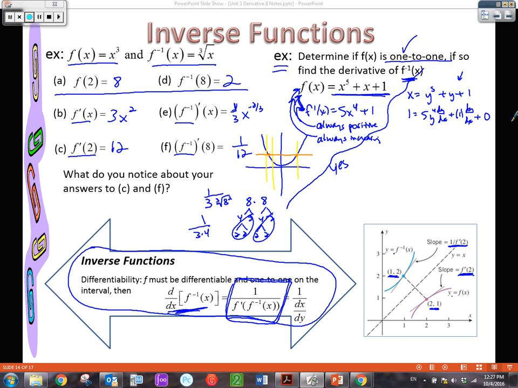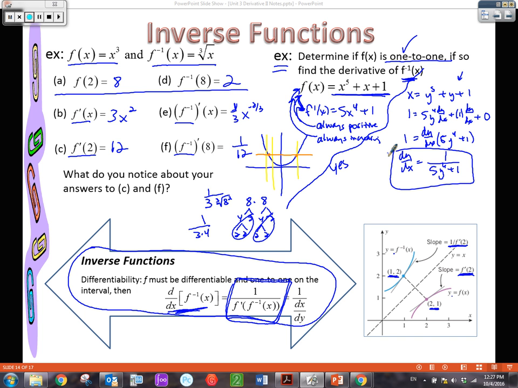So now we know we would isolate the dy dx. So dy dx is, let's see, we'll factor it out. 5y to the fourth plus 1 equals 1. So dy dx is 1 over 5y to the fourth plus 1. So that would be my derivative.